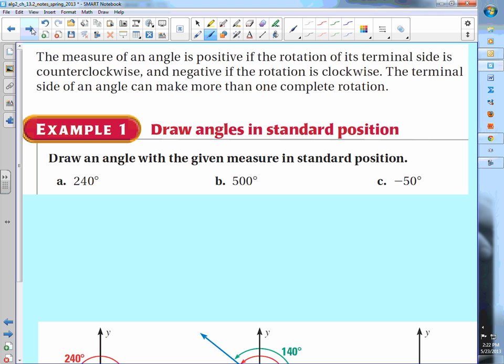Okay? See if you can draw these 3 angles separately in standard position. So I just want you to do this and draw the terminal side of the angle. We know that the initial side is horizontal right. See if you can draw the 3 terminal sides for those angles.